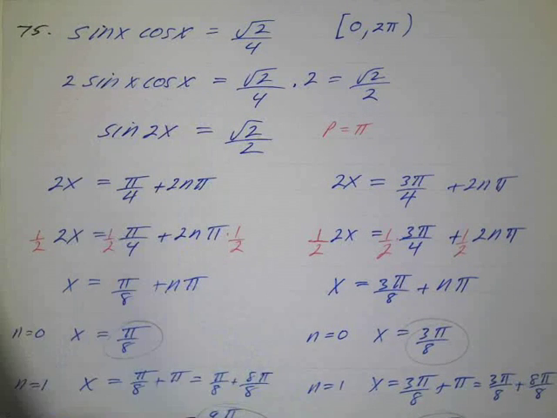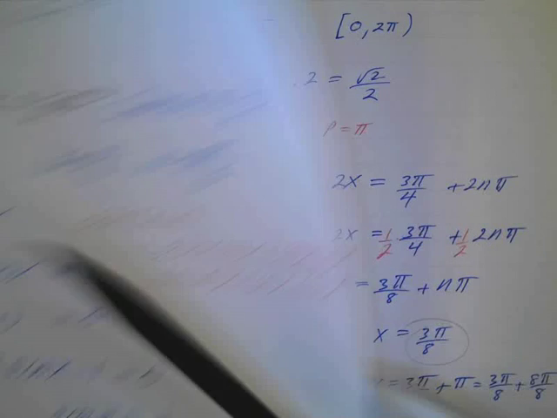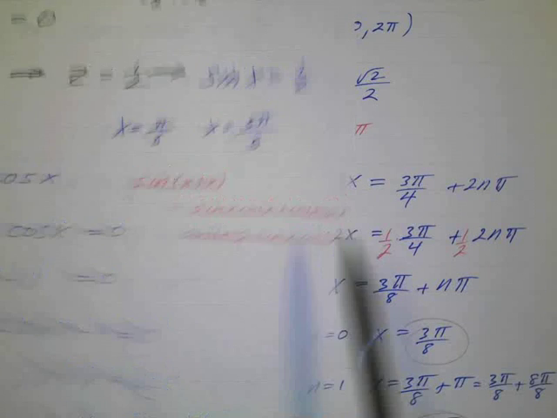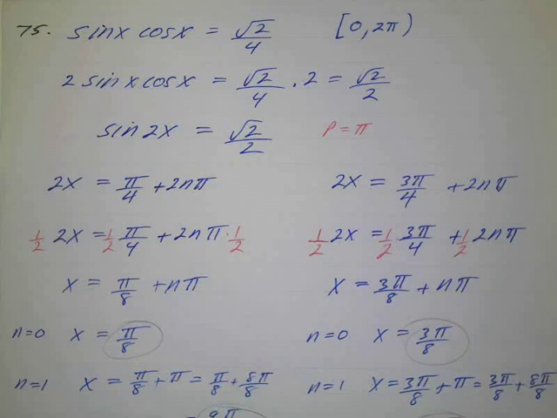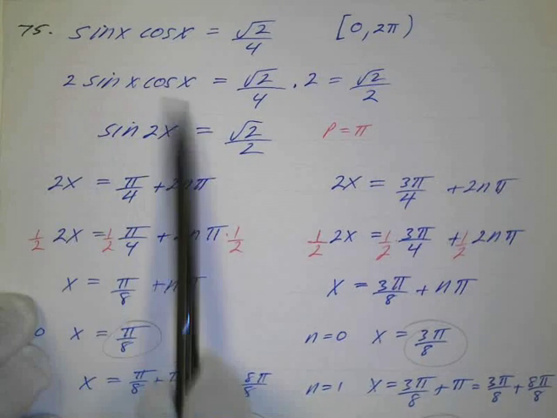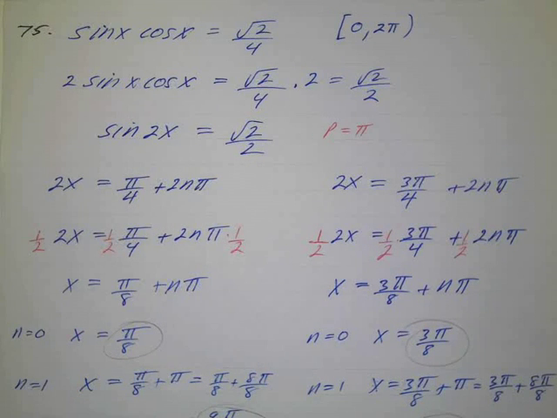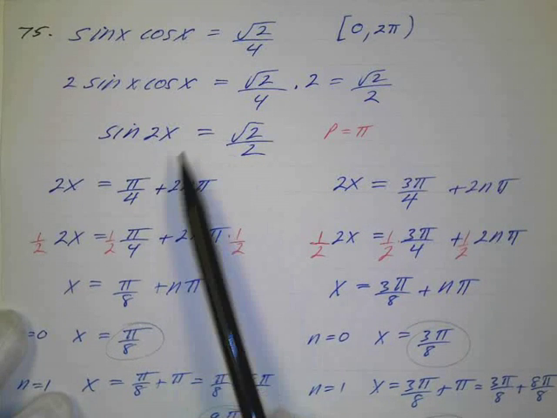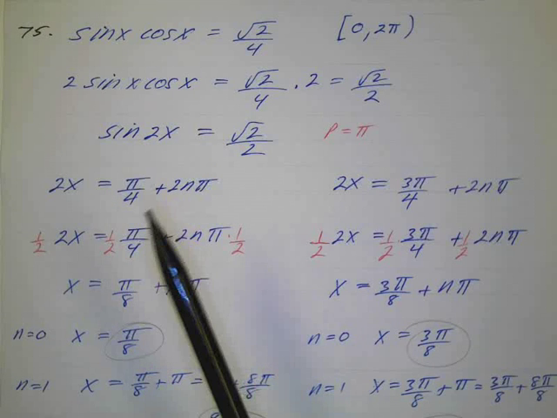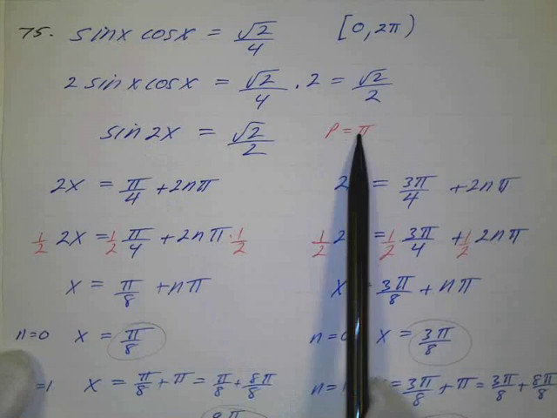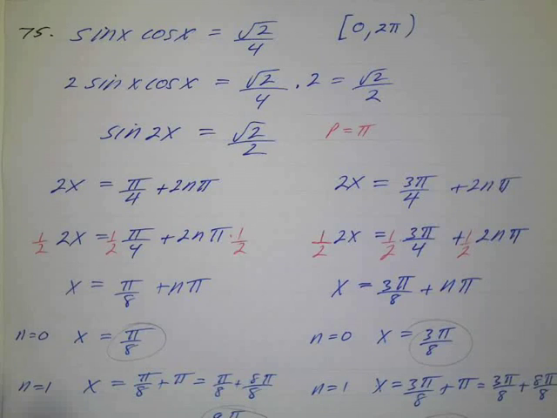And now this looks like my two-angle formula, the one we talked about over here. That two-angle formula: sine of 2x equals 2 sine x cosine x. So I can rewrite this as the sine of 2x equals the square root of 2 over 2. Now remember the period on this, because I've got the 2 here, is 2 pi over b, and b is 2, so that's just pi.